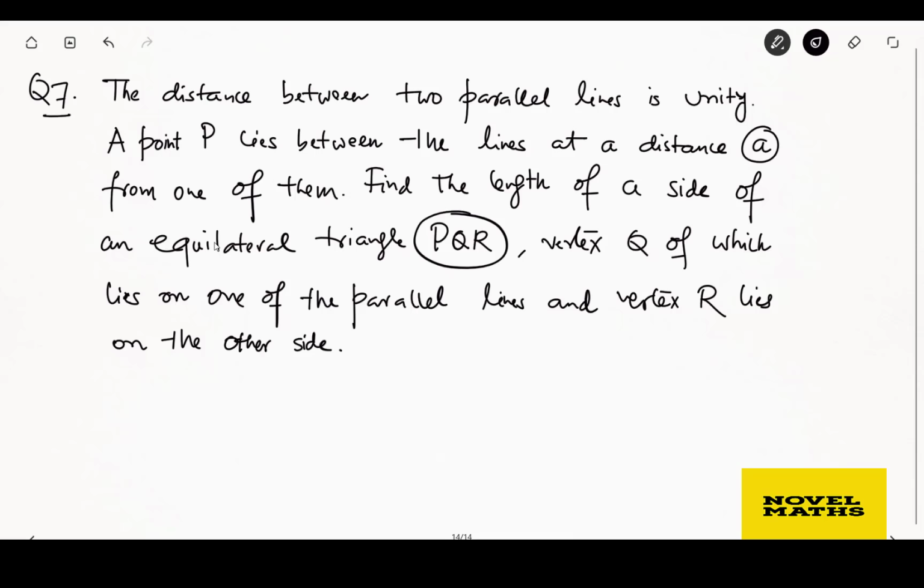This is the last exercise. The distance between two parallel lines is unity. Let's try to draw it. Just visualize what is happening here, right? So we have two parallel lines, and the distance between them is 1. What else? A point P lies between the lines at a distance A. Okay, let's take any point P. The distance is A.